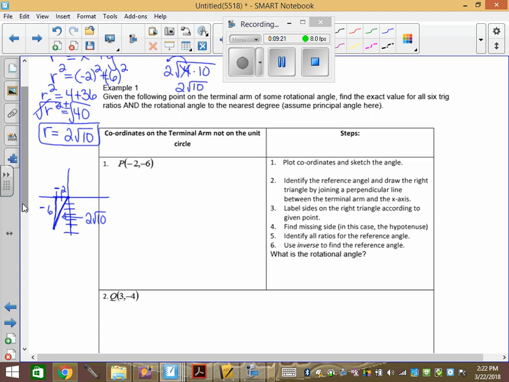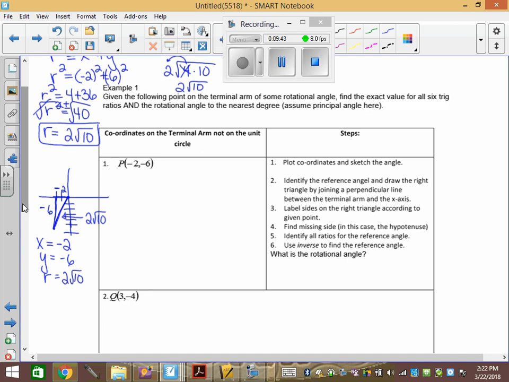Swell. X equals -2, y equals -6, r equals 2 root 10. At this point, I can now do every trig ratio, all 6 of them. Because what's involved in all 6? An x, a y, or an r, correct? And what do I have now? X, y, r. I can answer any of them now, right?